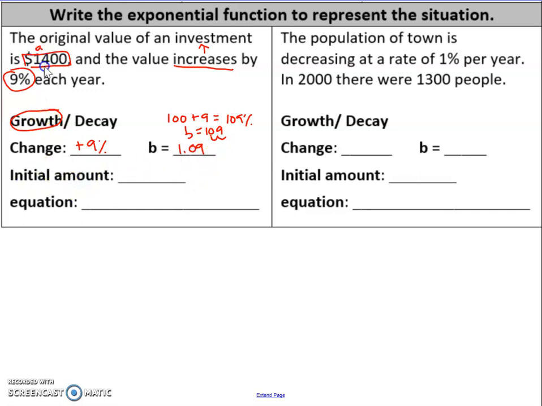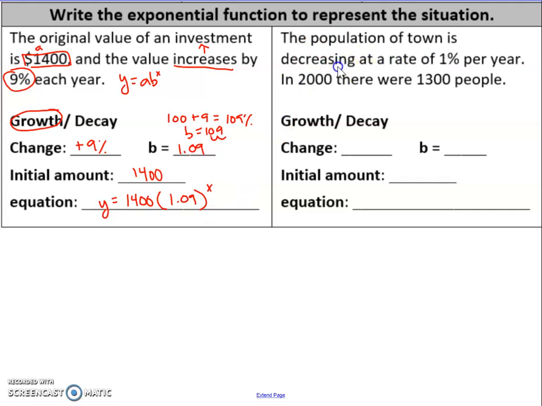My initial amount was the 1,400. All right, and now I have all my pieces because remember the equation is y equals a times b to the x power. So y equals my initial, which is 1,400, times the B value, 1.09, which shows an increase, which matches my story, to the x power. All right, one more time.